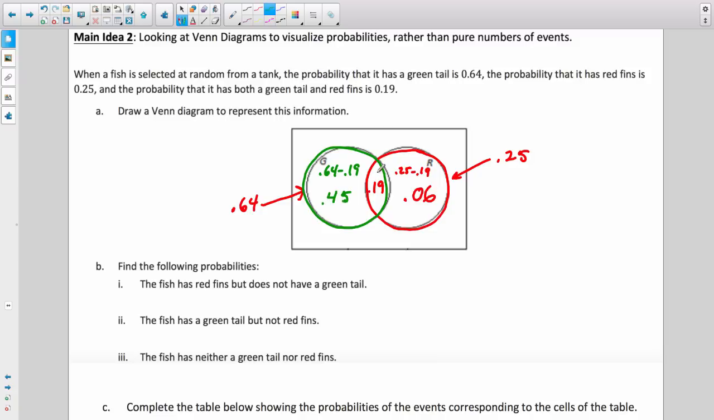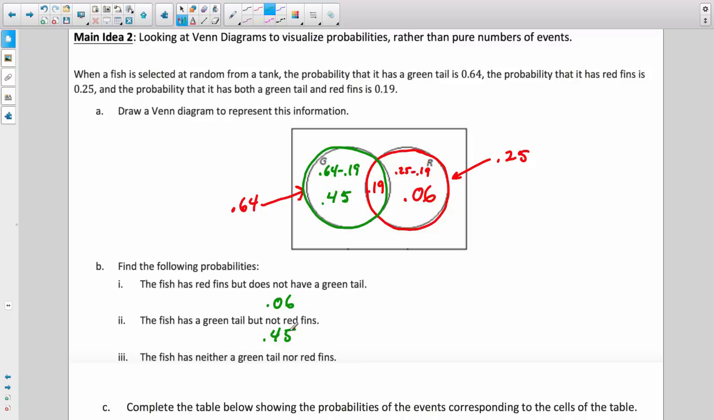So now we can easily find probabilities. For example, the fish has red fins but does not have a green tail. Okay, so that's going to be the 0.06, because that's where they have red fins, but we don't want the overlap where the green tails are. So that's simply 0.06. The fish has a green tail, but not red fins. That's 0.45.